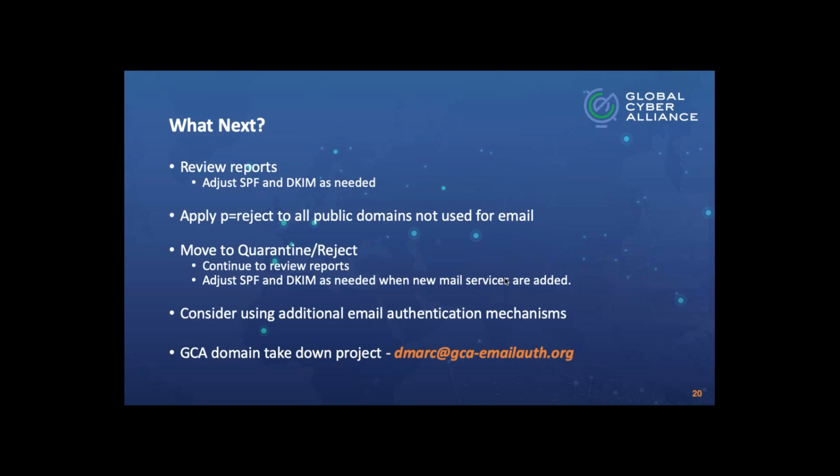But once you have p=none and you have the RUA and RUF set up, review those reports. Make the changes that you need to make, right? Do you need to add anything to SPF? Do you need to create DKIM records? Are things being aligned or are they not aligning? Look at those kinds of things. And then get up to p=quarantine or reject, right? But even if you move to quarantine or reject, continue to review those reports.